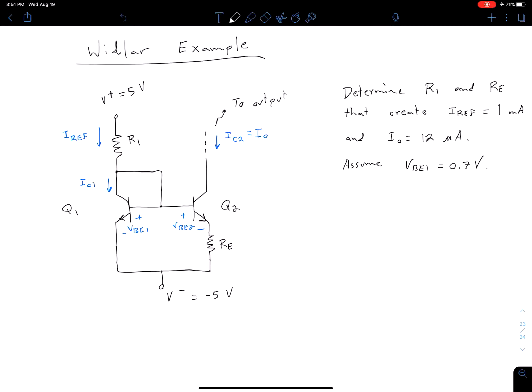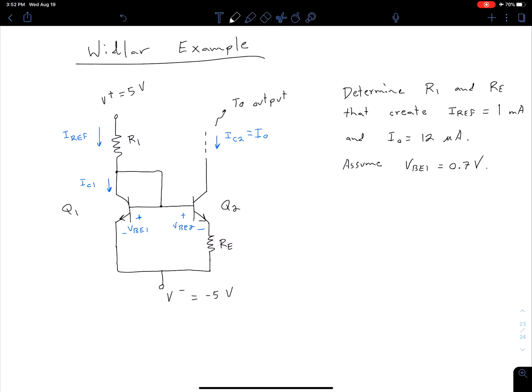Okay, so for this example, I've copied our Widlar circuit here, and what we want to do is determine the values of R1 and RE such that we have a reference current of 1 milliamp and an output current of 12 microamps. We're also told to assume that VBE1 is 0.7 volts. I've also updated our circuit compared to the last time we saw it. Notice we're given our voltages V plus and V minus as 5 and negative 5 volts respectively.